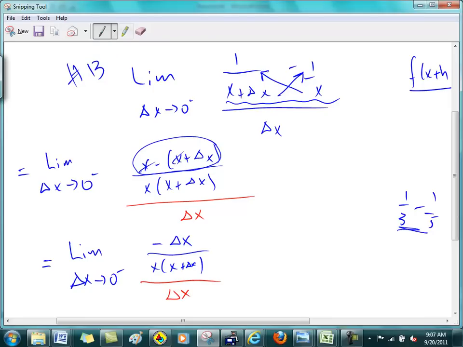Now let's think again about fractions. Supposing you have a half over a 3. What do you do?